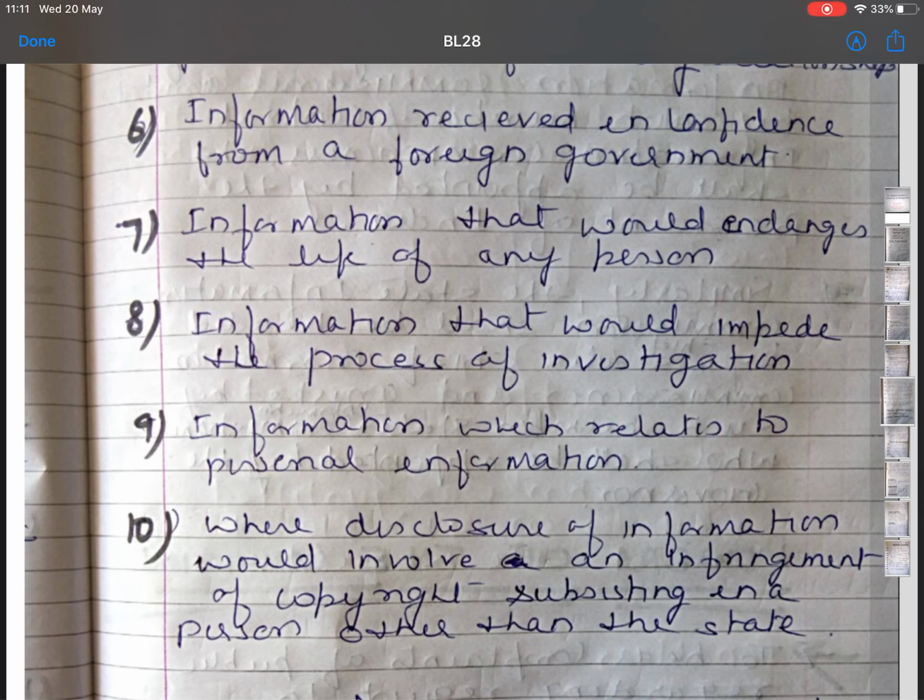Then next is where disclosure of information would involve an infringement of copyright subsisting in a person other than the state. So this information again cannot be disclosed to anyone. So these are the exemptions to the Right to Information Act.